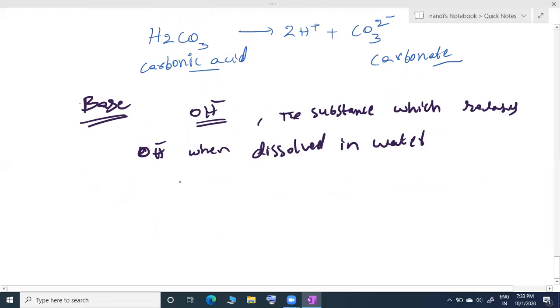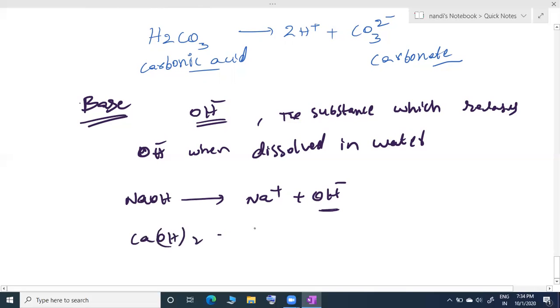You may study it at a higher standard, so you will get it clearly later in 11th standard. So now we can see basic definitions. Suppose NaOH is dissolved in water, it releases Na plus and OH minus. So OH minus means base. You can write the remaining equations also. Calcium hydroxide, write your answers. How many OHs will you get? Then what are the ions?